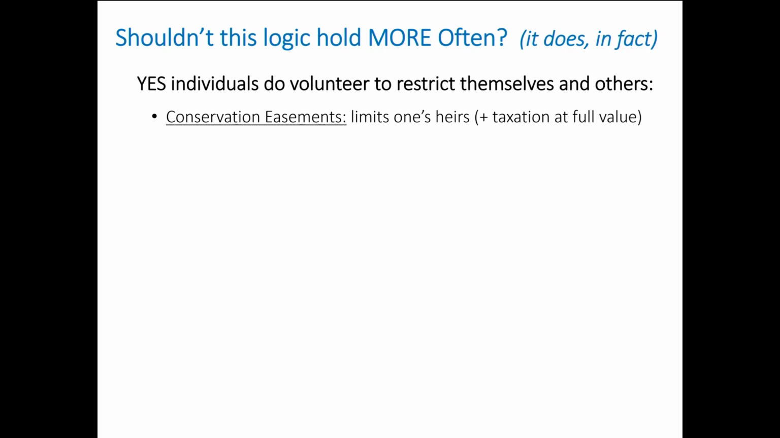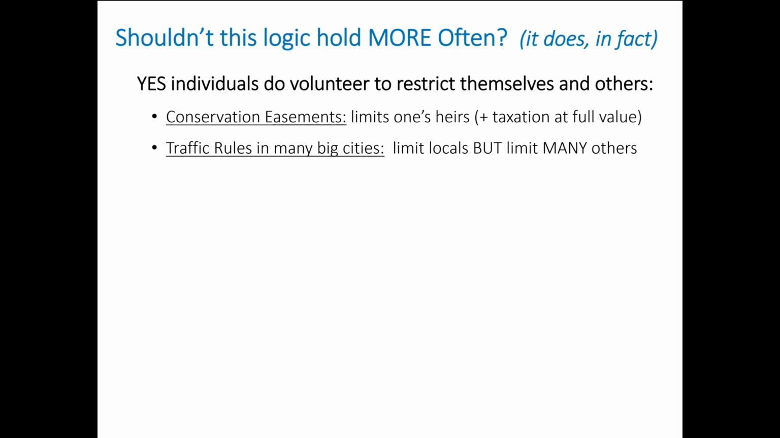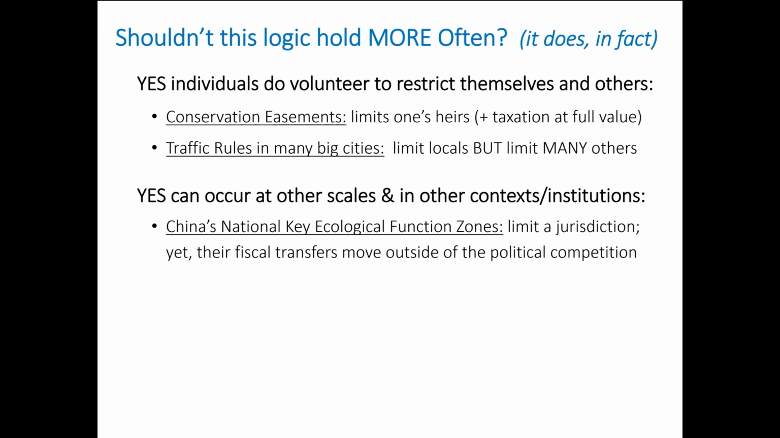So, okay, right, reasonable. Traffic rules, right? London, Paris, people are coming in there, invading my airspace. I block my ability to drive certain cars, but I really block everyone else's ability to drive certain cars, right? So you see people signing up to limit themselves. It's not complicated.